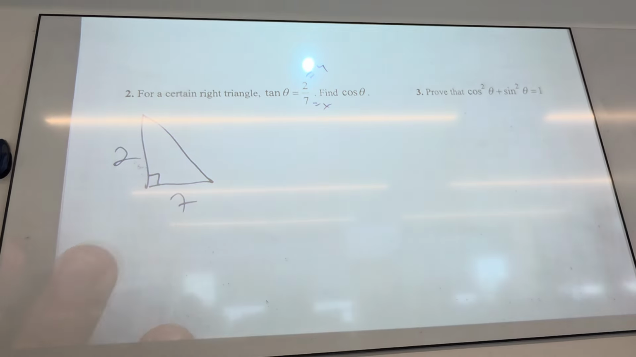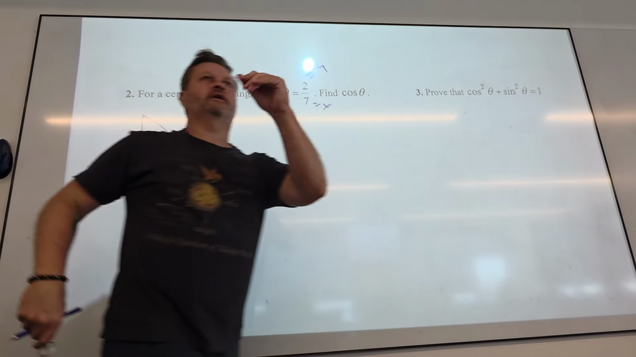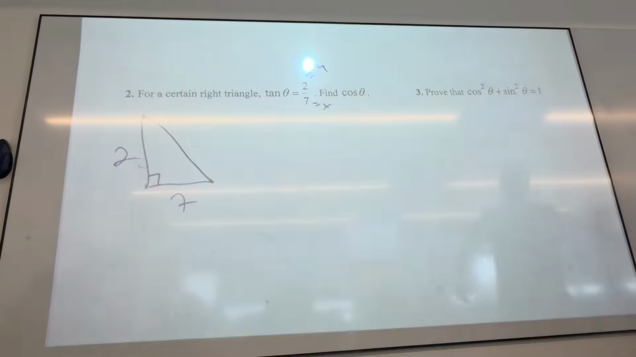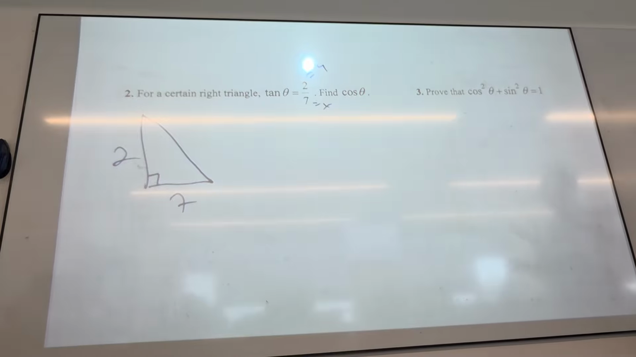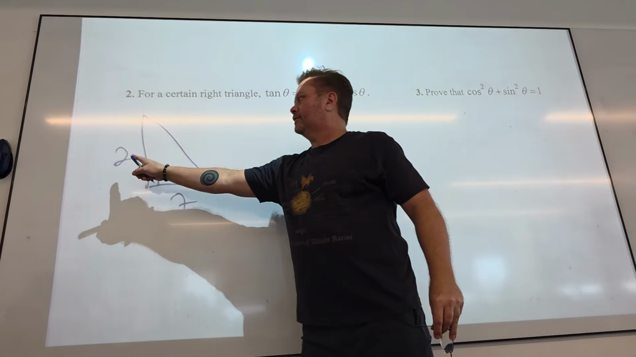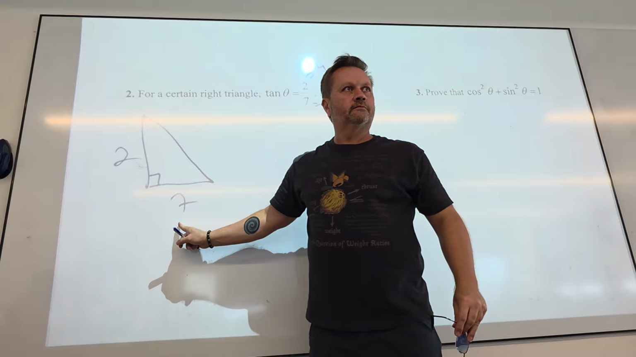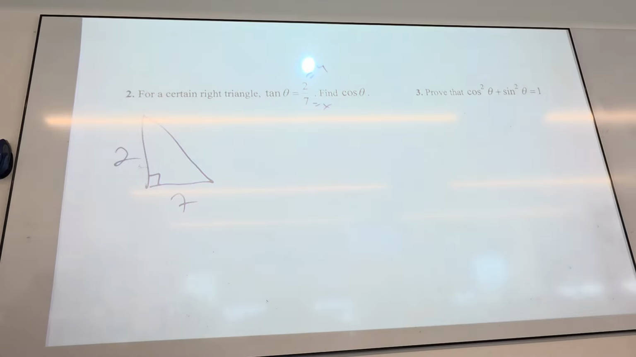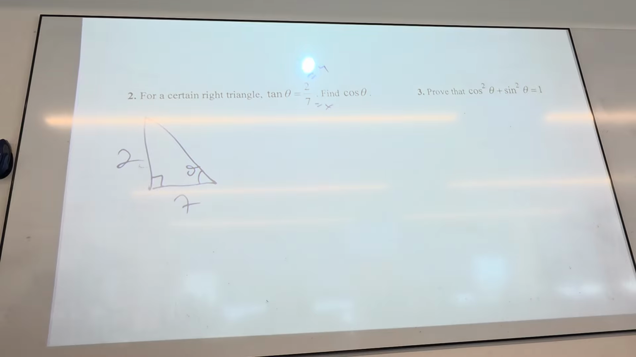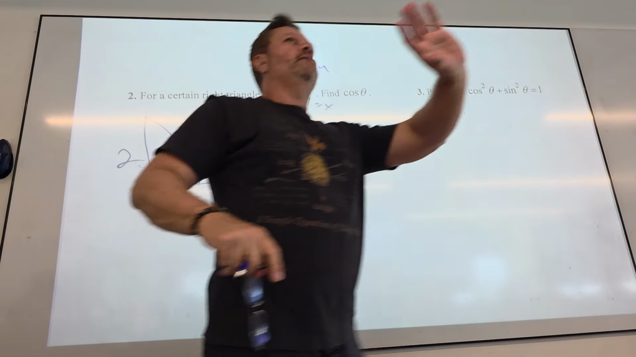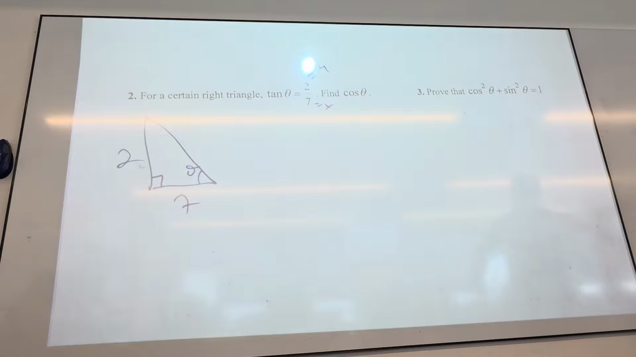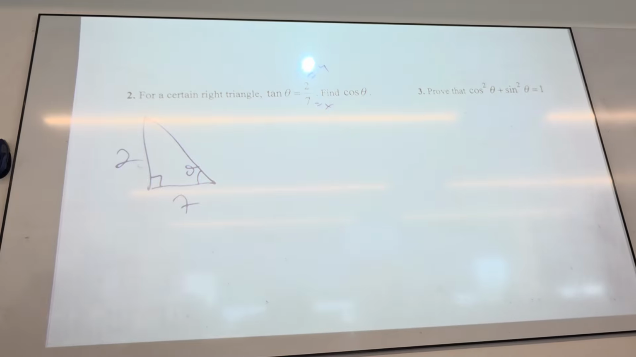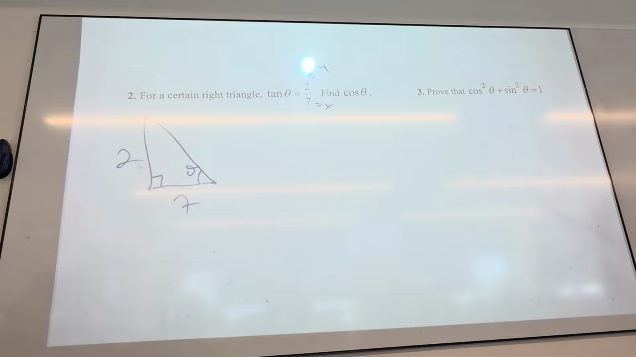Now, I don't want this to be confusing, but I need you to understand this. I could have made this 4 and this 14. Tangent would still be 2 over 7 because that would still reduce, yes? So when I say I'm going to draw a representative triangle, it's the lowest terms triangle. I'm going to reduce ahead of time so I don't have to reduce at the end.